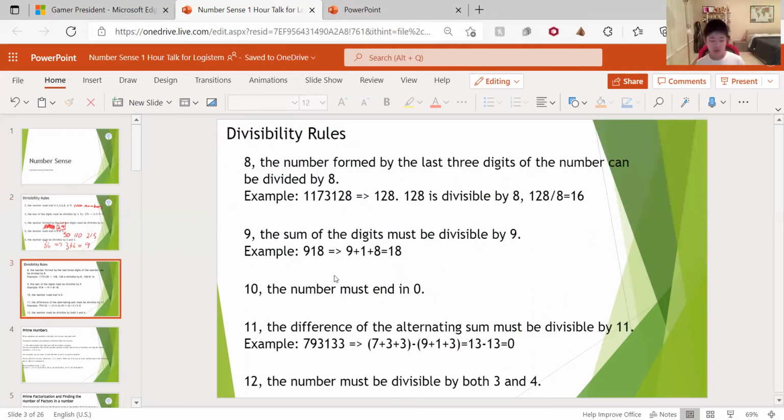And so we continue into other divisibility rules for bigger numbers. For 8, the number formed by the last three digits of the number must be divisible by 8. For example, 1173128. So we omit these numbers and we leave the last three. So the last three is 128. And since 128 is divisible by 8, we have 128 over 8 is 16.